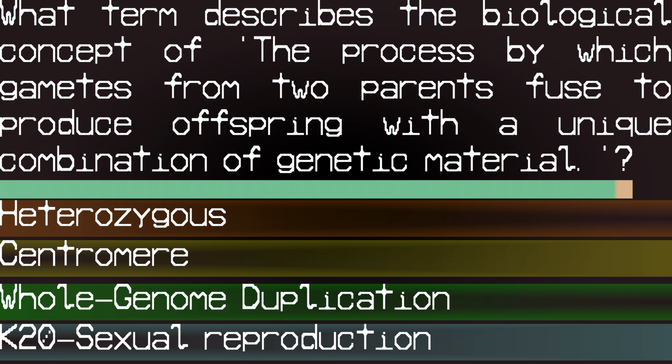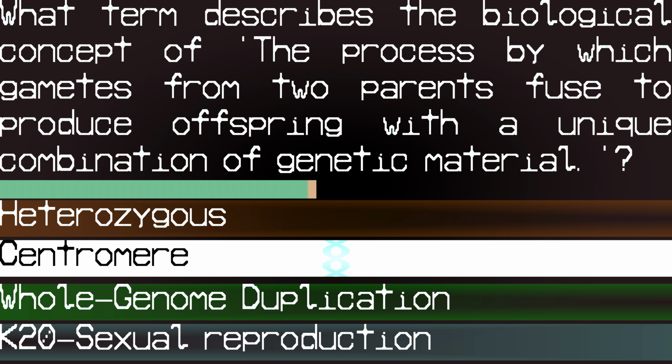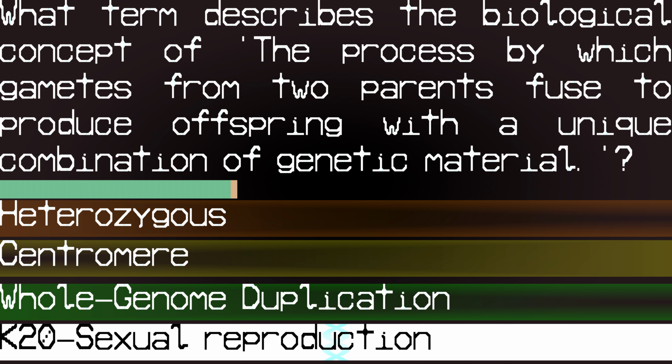What term describes the biological concept of the process by which gametes from two parents fuse to produce offspring with a unique combination of genetic material? Heterozygous. Centromere. Whole genome duplication. Sexual reproduction.